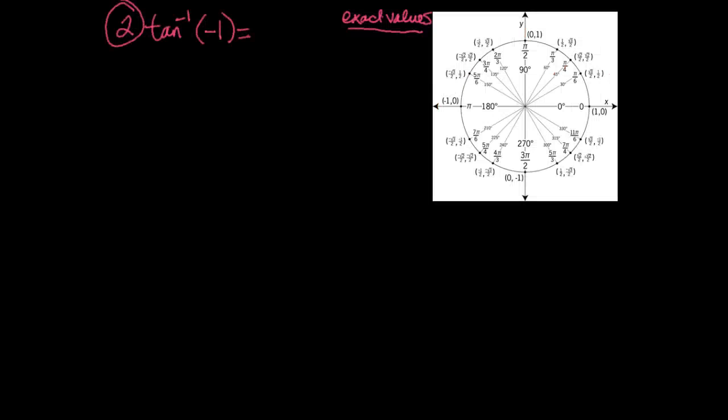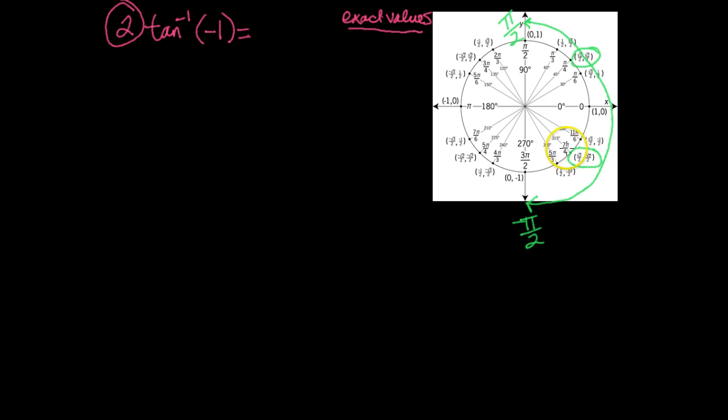So for number 2, it's asking you to find tan inverse of negative 1. And now since tangent we said was defined between negative pi over 2 and pi over 2, again, kind of like sine. So here's negative pi over 2 and here's positive pi over 2. So we have to look for values. The tangent of what angle will give me a negative 1. Remember that the ratio of tangent is y over x. So this is where we get a negative 1, and this is where we're going to get a positive 1.